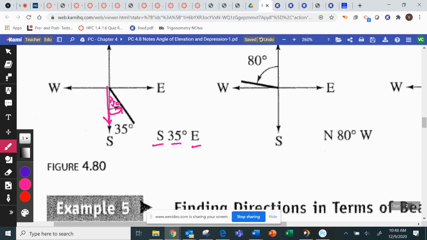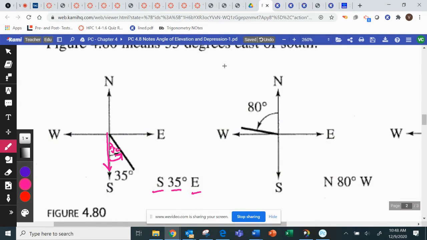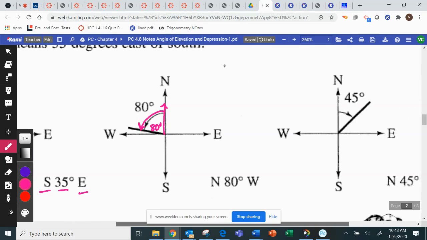The next one says north, then it says 80 degrees west. So I turn to the west and go 80 degrees. So that's not like a reference angle. That's just the angle that goes off of the north side. So I guess it's kind of opposite of what we did when we did reference angles, which is one reason why I took it out of the chapter when we did reference angles and put it in its own chapter.